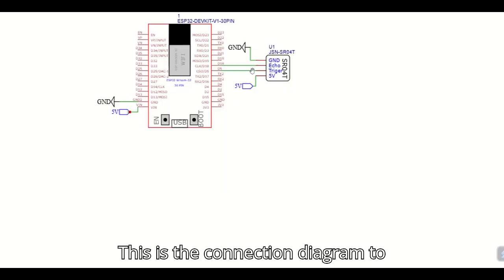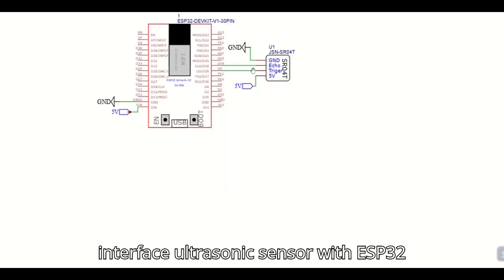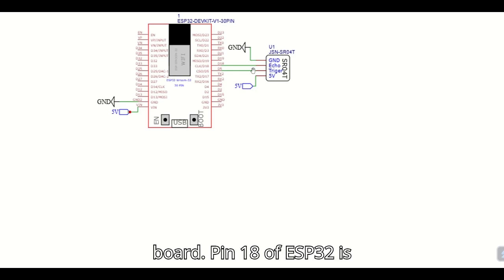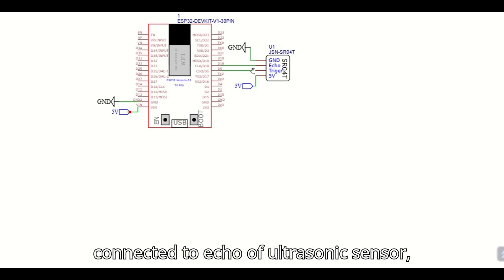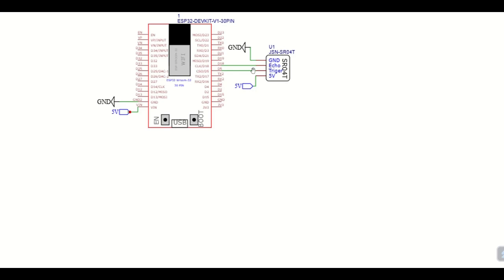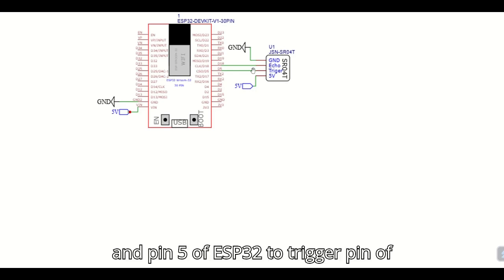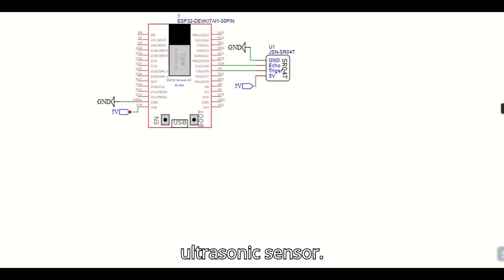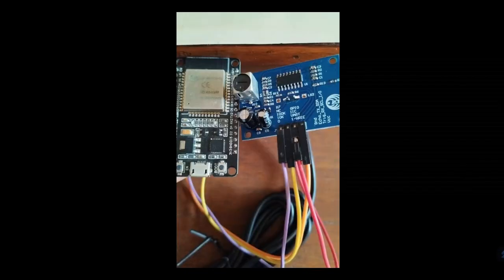This is the connection diagram to interface the ultrasonic sensor with the ESP32 board. Pin 18 of ESP32 is connected to the echo pin of the ultrasonic sensor, and pin 5 of ESP32 to the trigger pin of the ultrasonic sensor. This is the setup we are going to use.